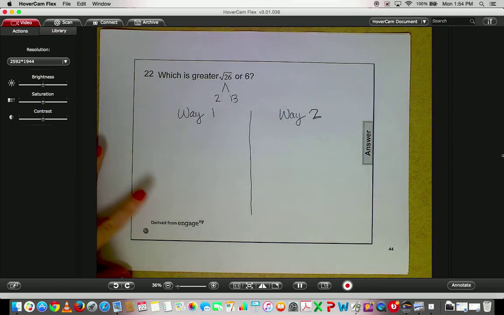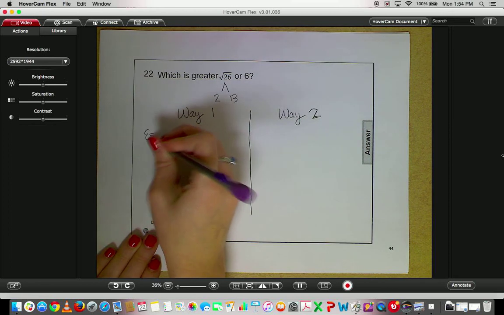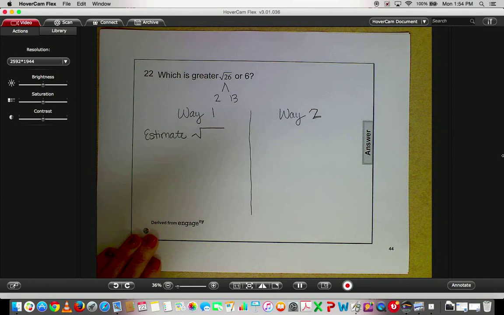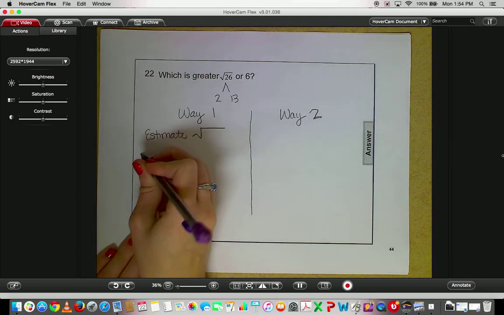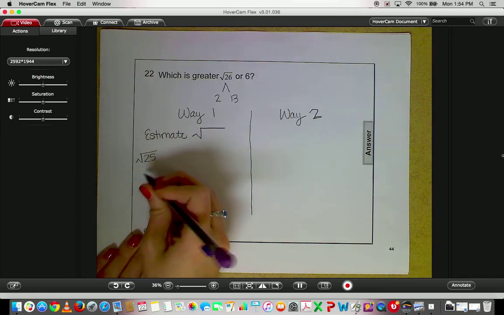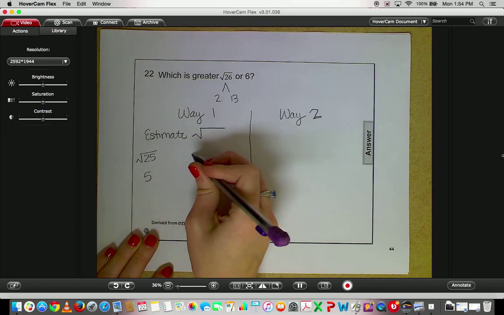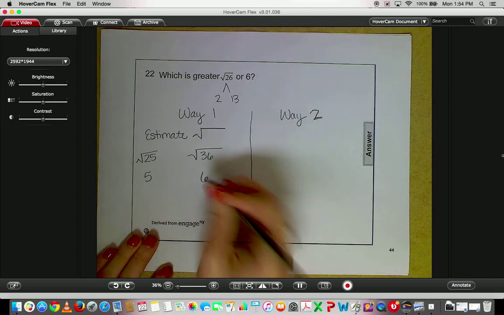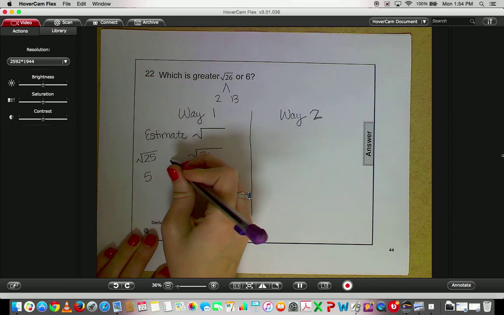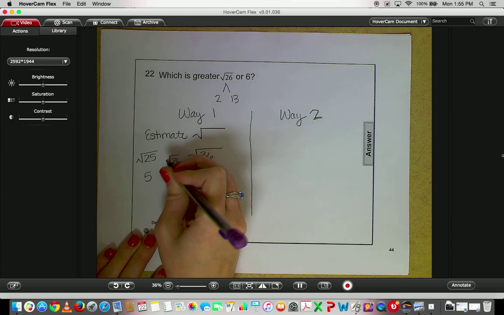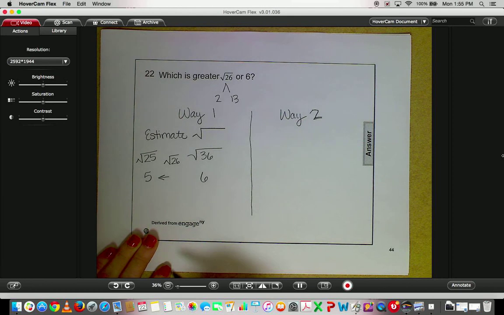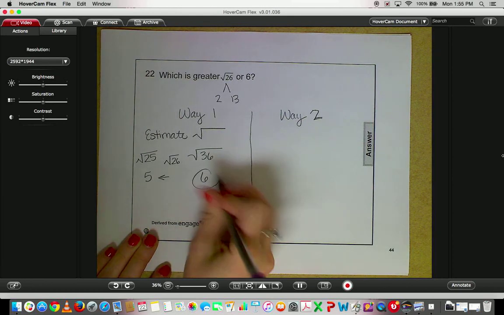Okay, so way 1, all you do is estimate the square root. Okay, so we know the square root of 25 is 5, and we know that the square root of 36 is 6. So the square root of 26 has to lie somewhere in between, probably closer to 5. Okay, so that would mean that 6 is greater.